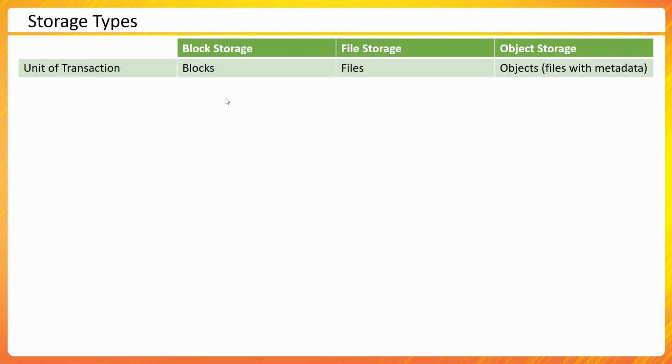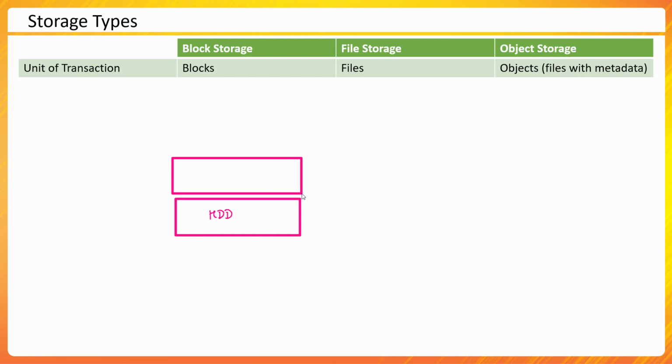Now we need to understand how this block storage actually works. So let's say this is your laptop or desktop hard disk. I would write HDD for that, hard disk drive. On top of it, you would have an operating system layer. You do not directly go and communicate to the hard disk. You talk to an operating system, and then the operating system would communicate to the hard disk.